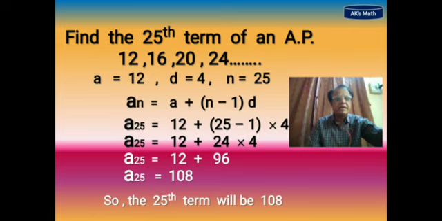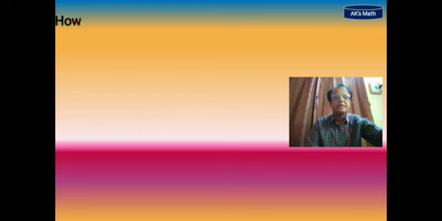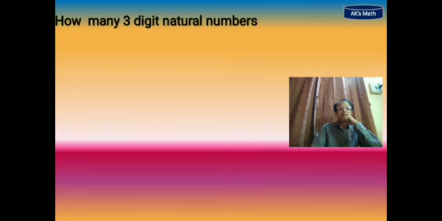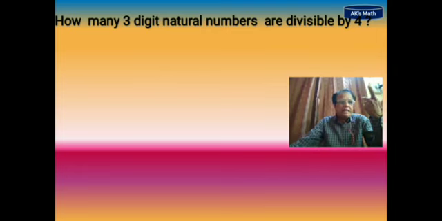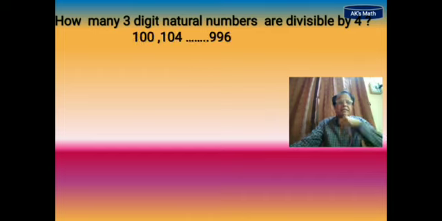Now again we have to do some examples like this. Look at this one. How many 3-digit natural numbers are divisible by 4? First we have to make the AP. We have to find the first 3-digit natural number and the last one. The first is 100, and the last 3-digit number is actually 999, but the one divisible by 4 is 996. So we arrange the AP like this: 100, 104, ..., 996.